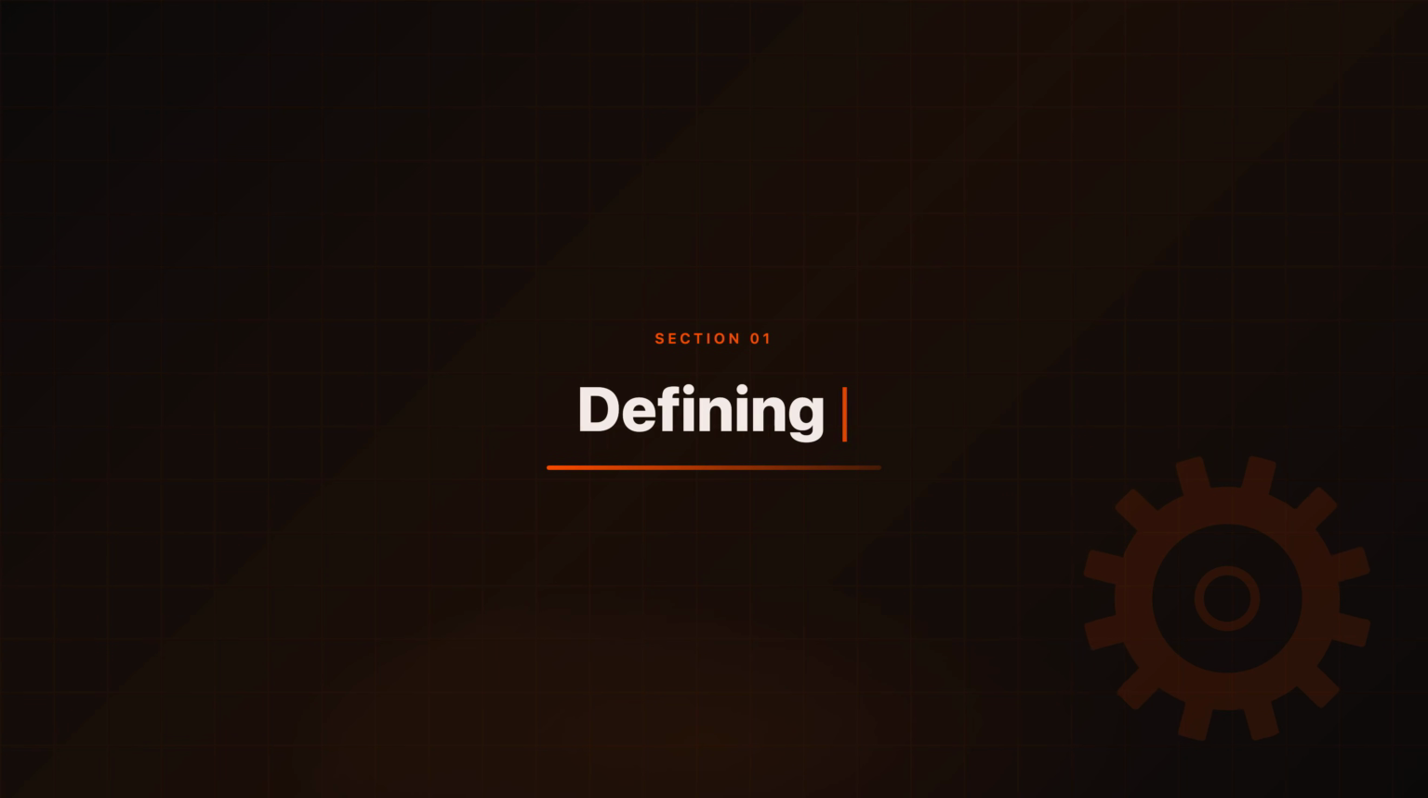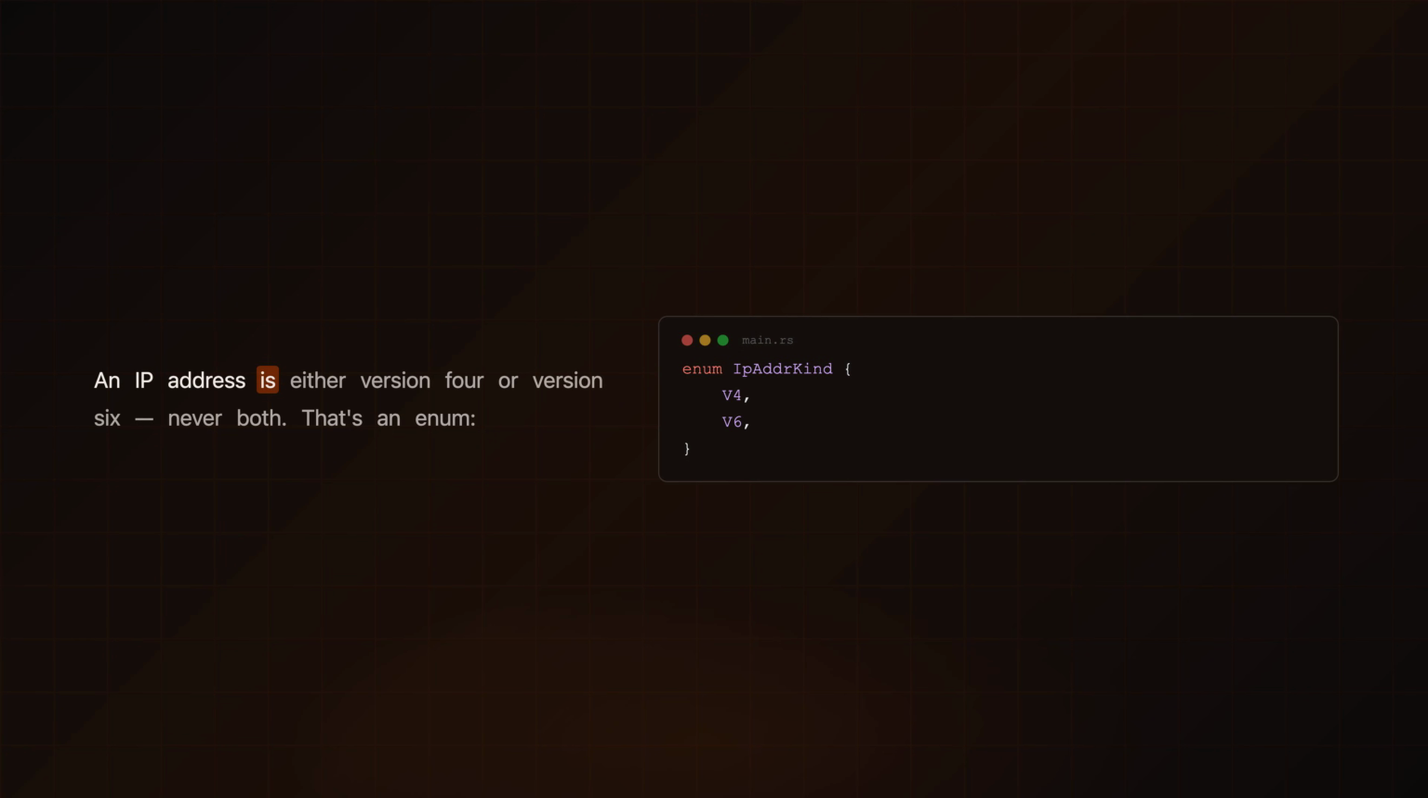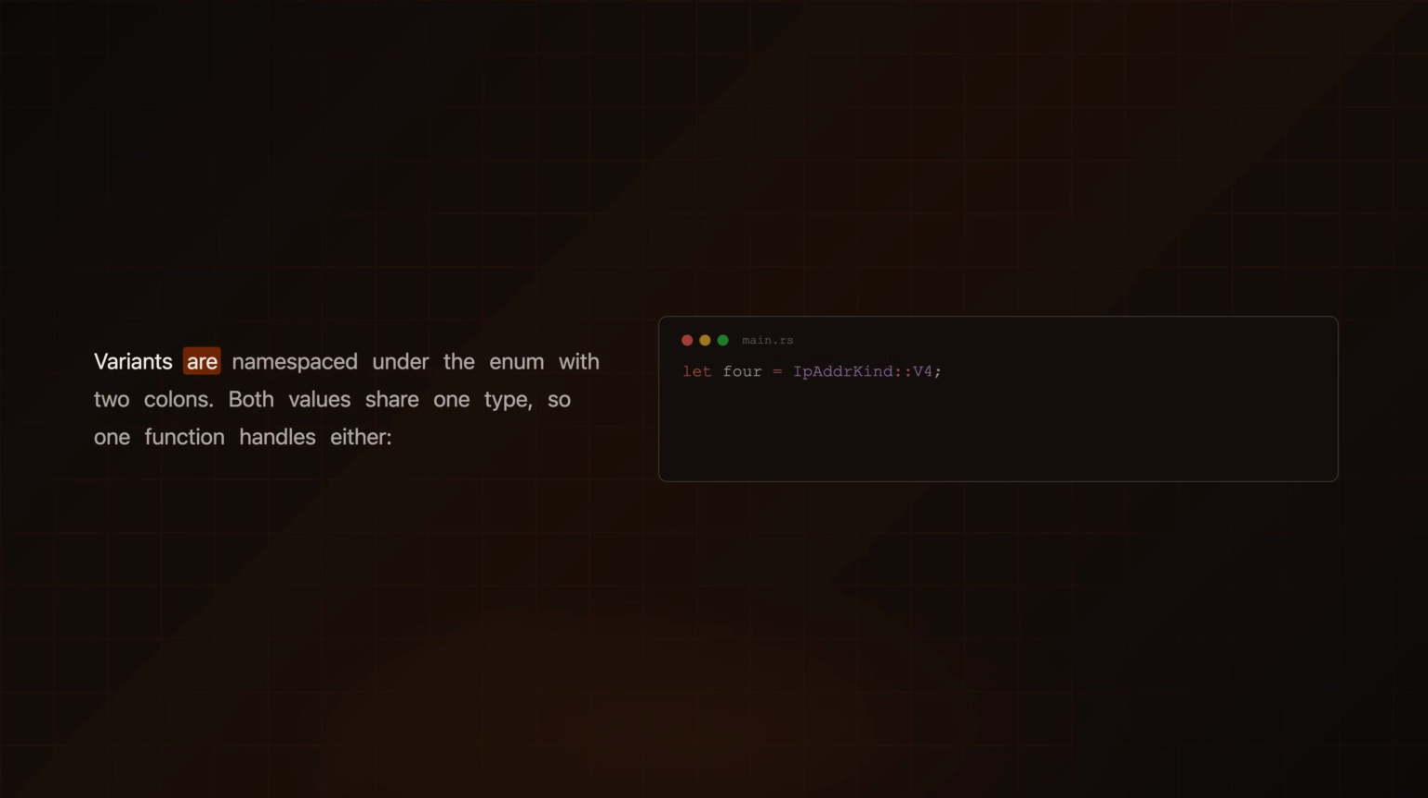Defining an enum. Structs group related fields together. Enums do the opposite. They say a value is one of a set of possible variants. An IP address is either version 4 or version 6, never both. That's an enum. Variants are namespaced under the enum with 2 colons. Both values share one type, so a single function can handle either.